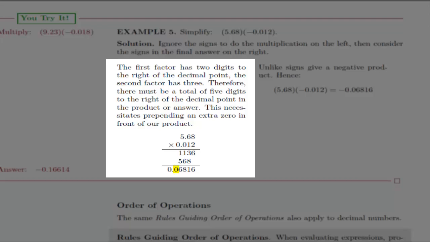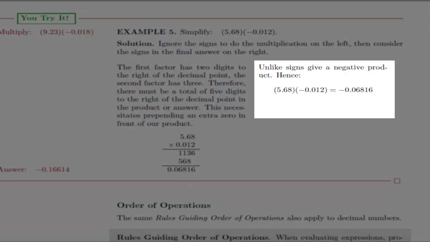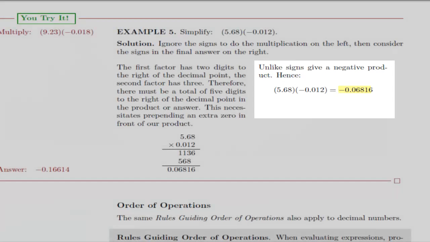So, since 12 times 568 is only 6,816, we have to add another 0 to have 5 digits to the right of the decimal point. Then, since we're dealing with unlike signs, the product is going to be negative. 5 and 6800ths times a negative 12,000ths equals a negative decimal number result.